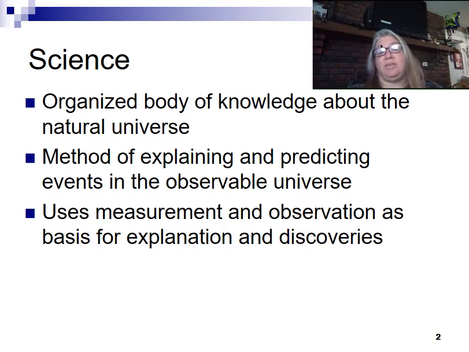Next, it says method of explaining and predicting events in the observable universe. Well, that makes sense. We can use it to explain what happens, and we're going to be able to predict what's going to happen the next day. So maybe you're going to look at the weather prediction of the next day. Is it going to be nice or is it going to be horrible? Or maybe we're trying to explain why a certain event happened in the past.